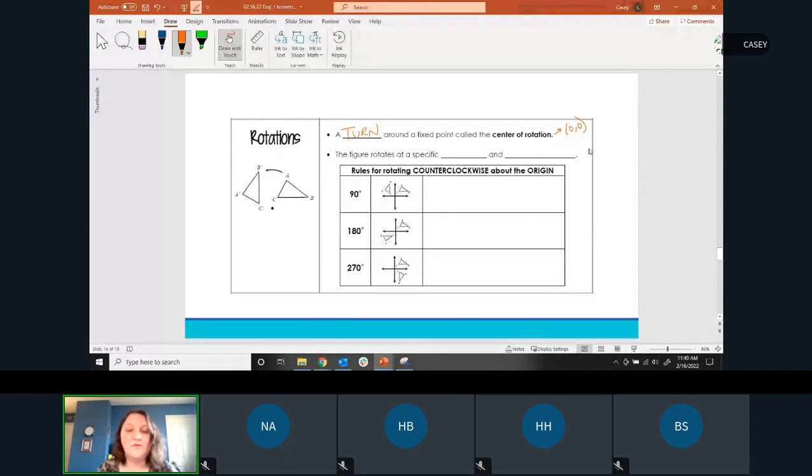And let's see. Oh, the figure will always rotate at a specific angle and direction. Okay, so the angle for us is going to be a 90, a 180, or 270. And we're always going to rotate counterclockwise unless it says otherwise. Remember, counterclockwise is the opposite way that a clock goes. So this is counterclockwise.